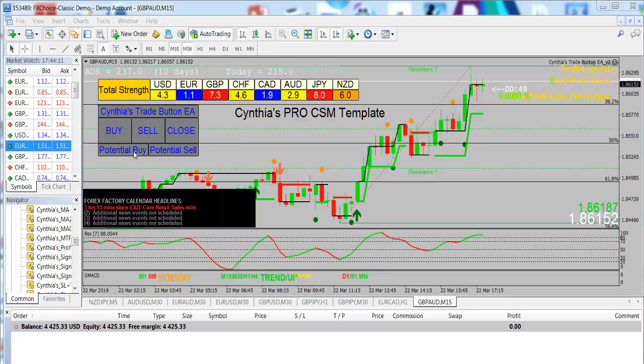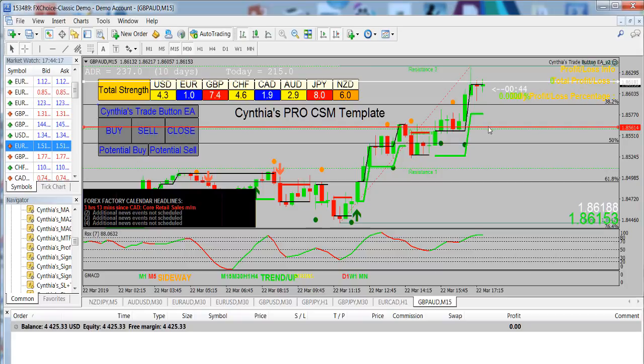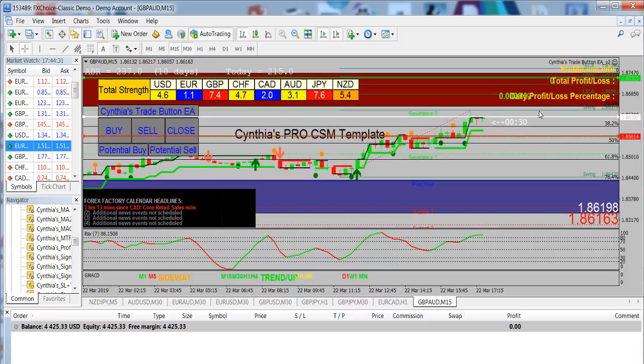So to place a potential buy trade, to start the process, you click potential buy, and then it places the red line, which is your potential stop loss, and it places your white line, which is the potential buy open. And if I scroll this, it'll show you the green line, which is the potential target. So the potential target, if you use your crosshairs from here to here, is 117 pips.